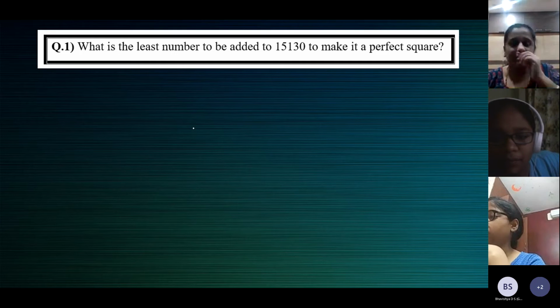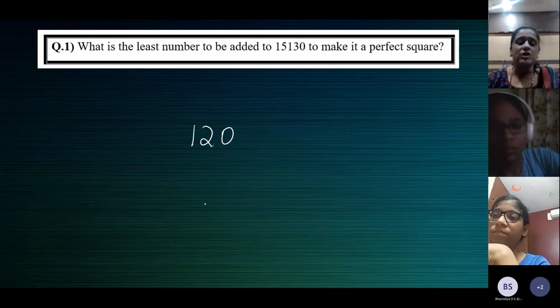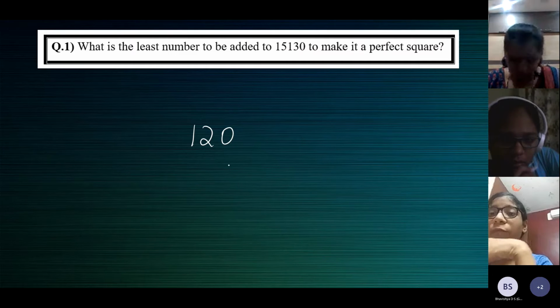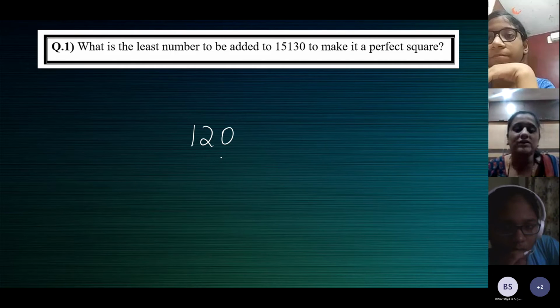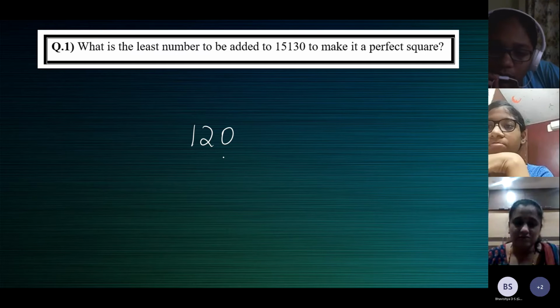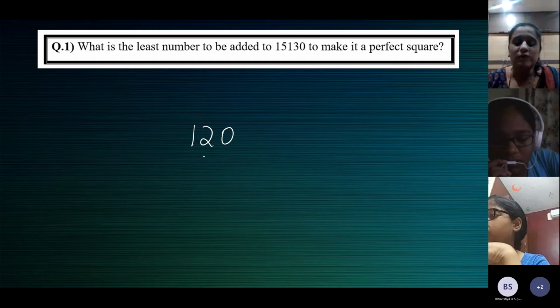Now tell me, what is the smallest number to be added to 120 to make it a perfect square? 1. 1 is the smallest number. Good. 22? Ma'am, because 144 is a perfect square. Okay, but that's not the smallest number. Not 22 then, 24. Nandana.